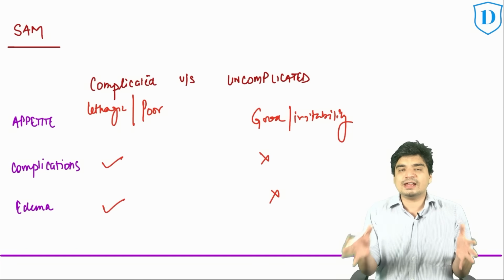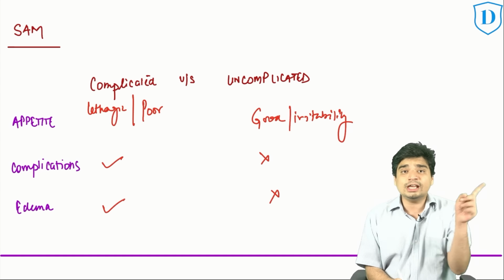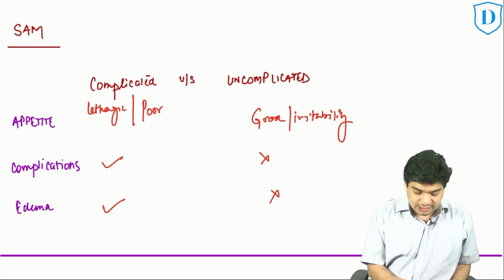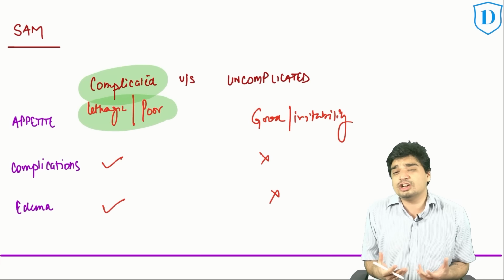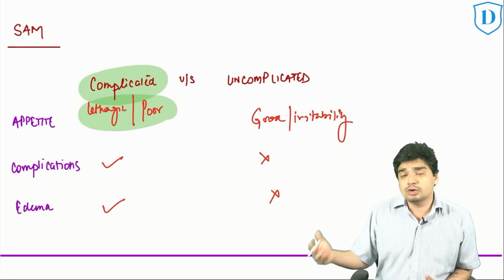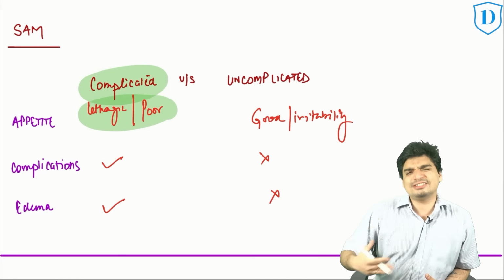So again, SAM is divided into complicated and uncomplicated, on the same dictum. The only thing worse than a crying child is a child who is not crying. So complicated SAM, you have a lethargic child. And obviously if you have lethargy, the appetite is going to be poor. While uncomplicated SAM, good appetite, and obviously there is no lethargy. In fact, child might be irritable.